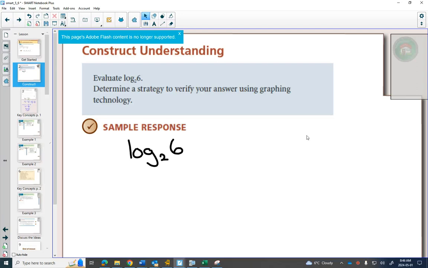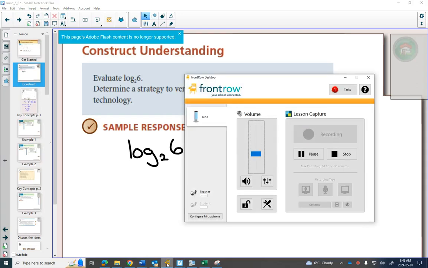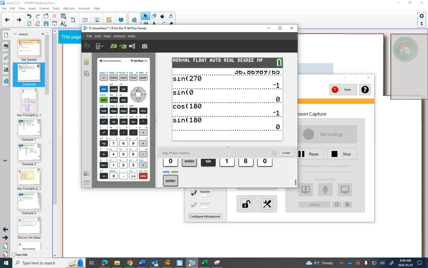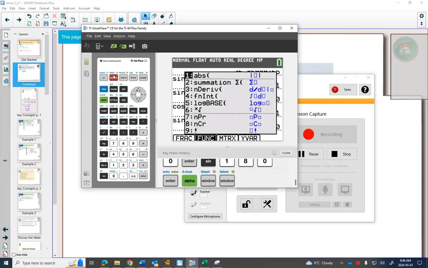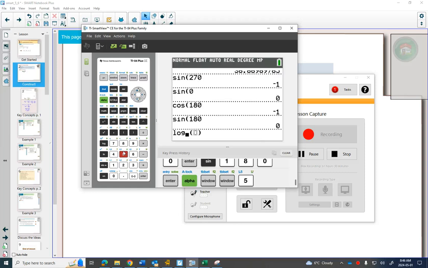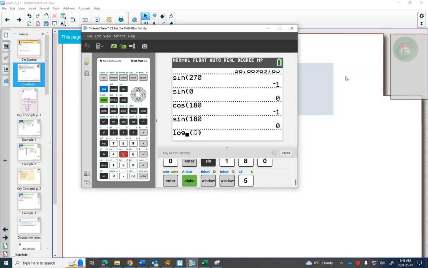My first question is, how many people have a calculator that allows them to type log base 2 of 6 in? Log base 2 of 6. Apparently I have a calculator that sometimes allows me to do it if I'm patient.